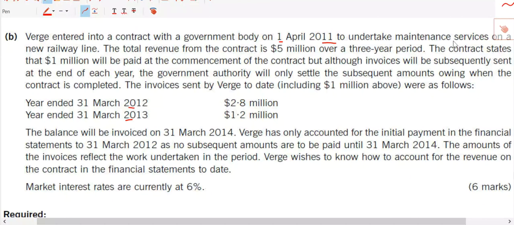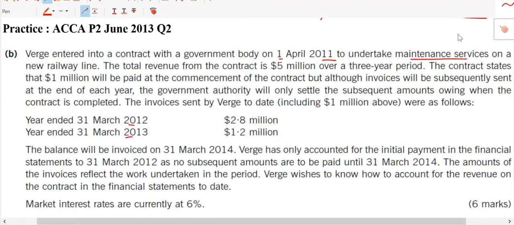So like 2 years ago, from 2013, to undertake maintenance services on a new railway line. If it is a maintenance service, I believe this is routine and recurring then. So routine job will recognize the revenue over time.